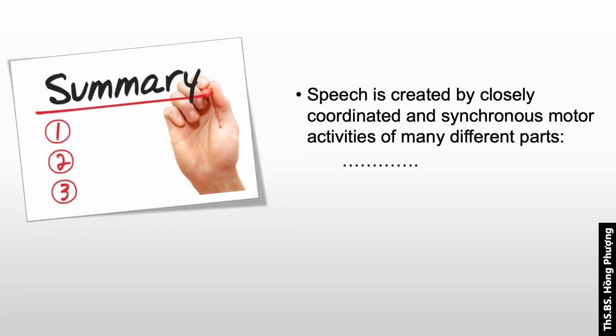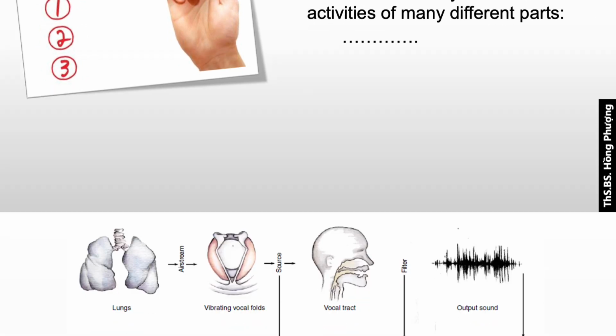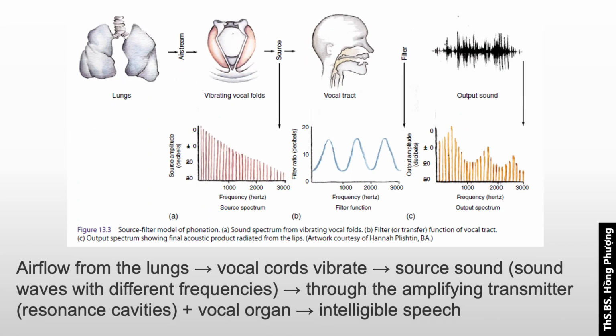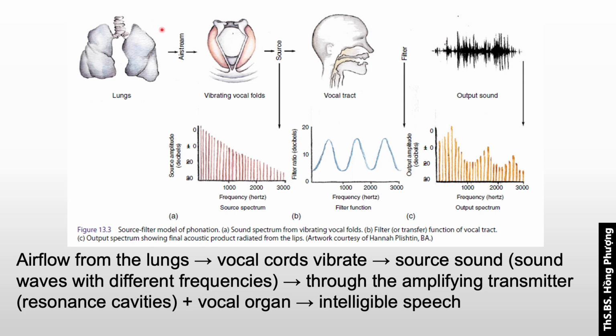So after learning this lesson, you may be able to know how speech is created. In summary, in order to make speech, the airflow from the lungs is transmitted to the vocal cords and makes them vibrate to create the source sound. These sound waves with different frequencies pass through the amplifying resonance cavities combined with the vocal organs in order to make intelligible speech.